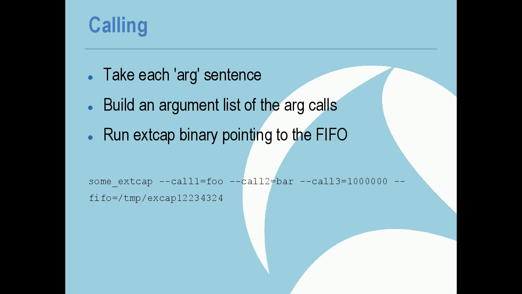So when you're finally done configuring things, we just take each arg sentence, take the data from the UI, build a list of whatever calls were in it, and tell it, here's all your calls, execute, point at this FIFO. That's the entirety of what your capture program would need to handle to interface with this.